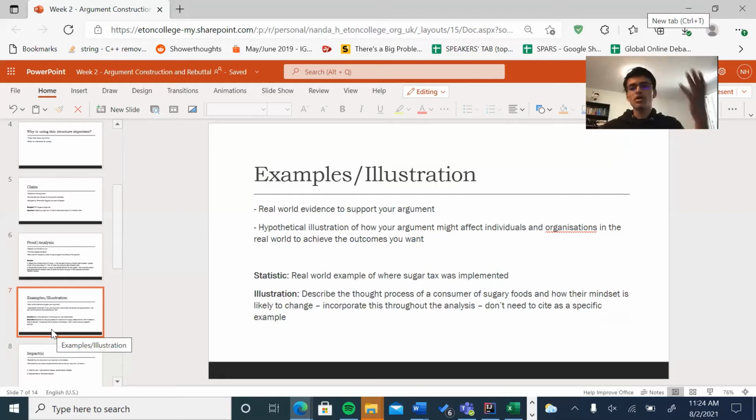So describe the thought process of a consumer who walks into a store, who sees that their sugary foods are now much more expensive and sees that therefore they should opt for healthier foods, since the profit and just the monetary incentive guides them to do that. So you can incorporate that throughout the analysis to make it very vivid and clear to the judge what exactly this looks like, what exactly the profit incentive looks like for the average individual who has a limited amount of money, who walks into the store and wants to buy their groceries.